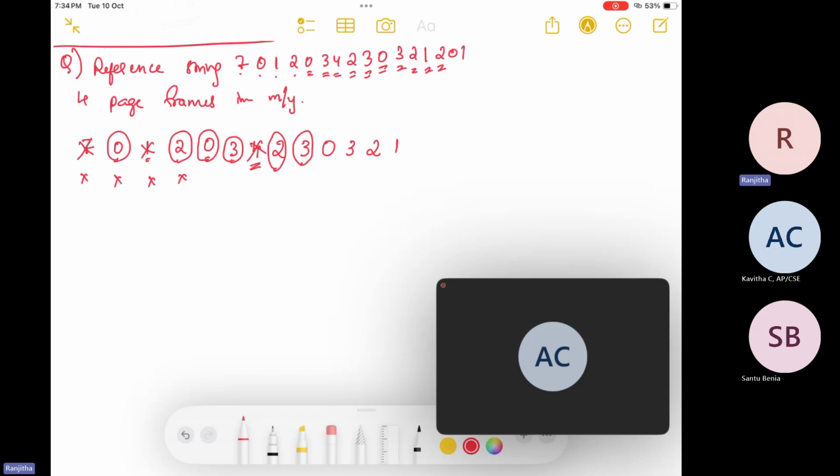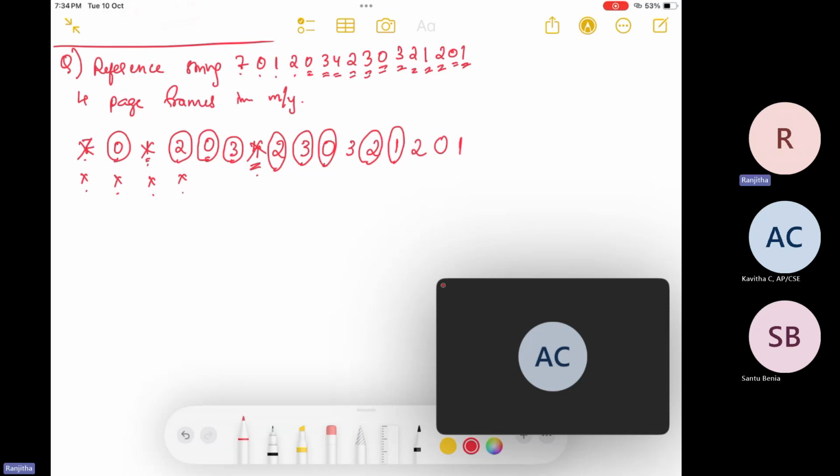Now again 2 is referred, so just bring it to the front. 0 is referred. It's already present. It's a hit. Just make it most recent. 1 is referred. It's again a hit. Make it more recent. So here the number of page faults is 1, 2, 3, 4, 5, 6, and 7.